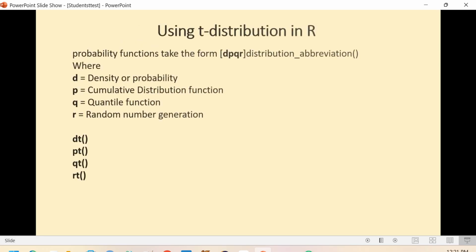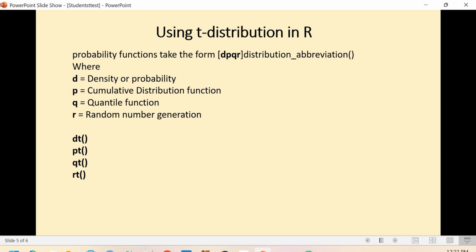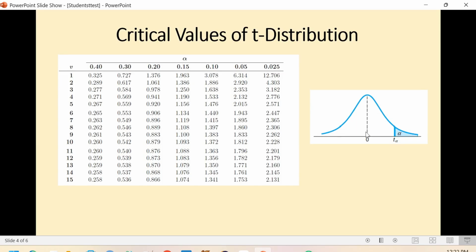And if we want to use the t-distribution or do a t-test, we have to know these functions for the t-distribution in R. This is d for the probability density, p for the cumulative probability, and q for the quantile. Cumulative probability is the same as the white area under the probability density curve up to a given t-value, right?